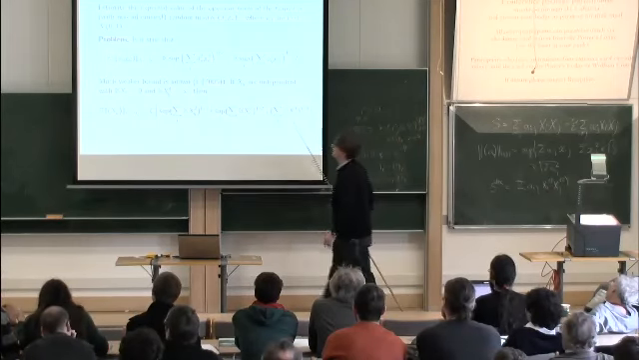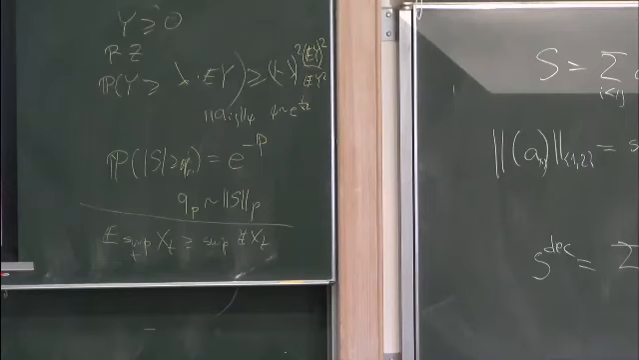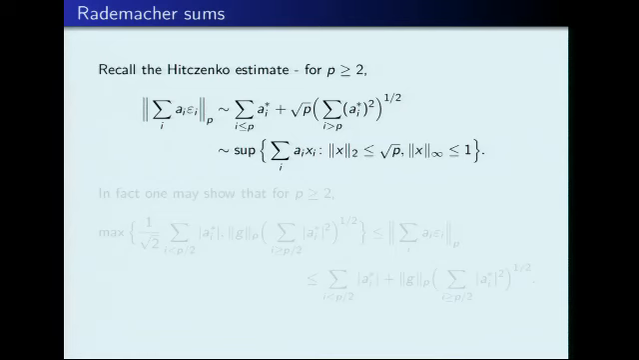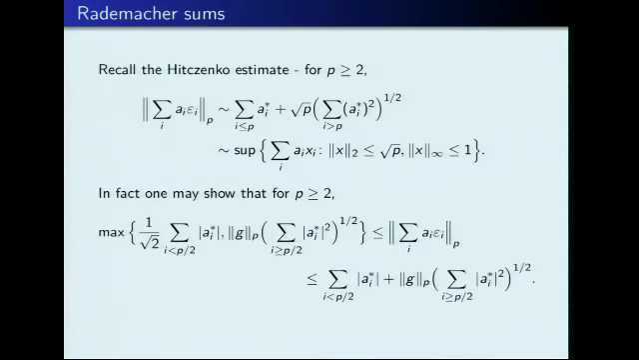So much weaker here. Okay, so this is my favorite question because it shows that somehow random matrices are very low dimensional things. Okay, so now let's go to the subject of my talk.